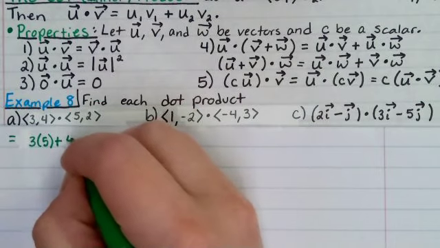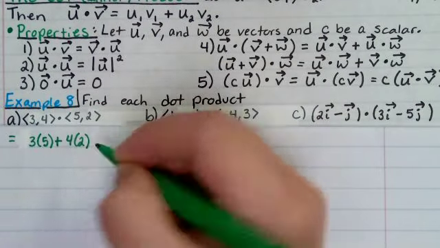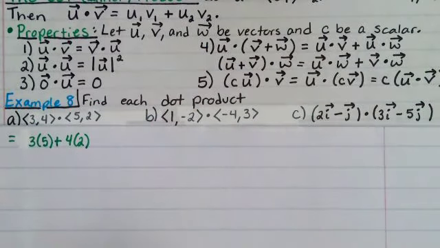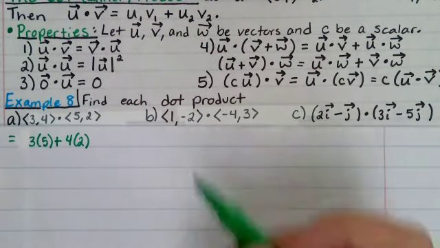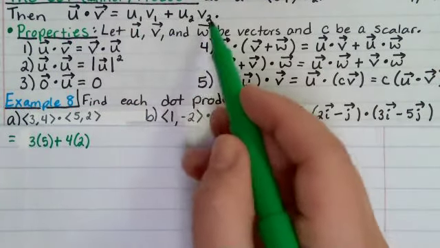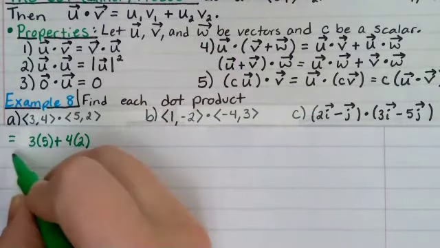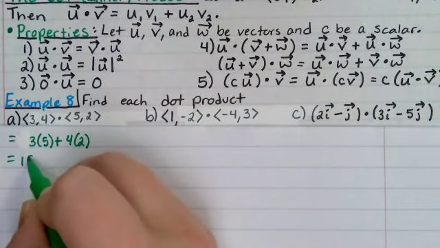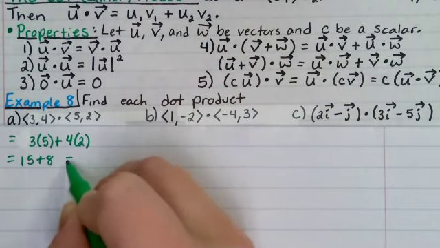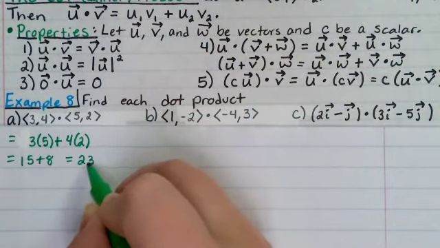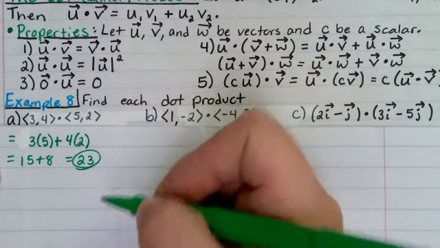Okay, so we have 3 times 5 plus, and then we want 4 times 2. It's not in vector component form anymore because using the dot product, it doesn't stay in vector form. You're taking the different components and you're going to result in a scalar. So this is really 15 plus 8, which happens to be 23. Ta-da!